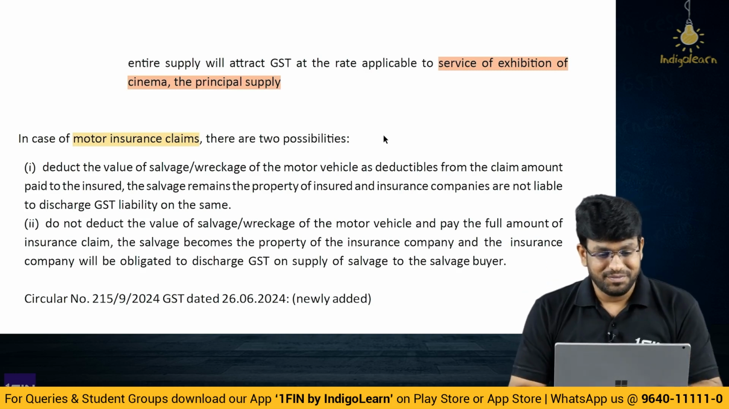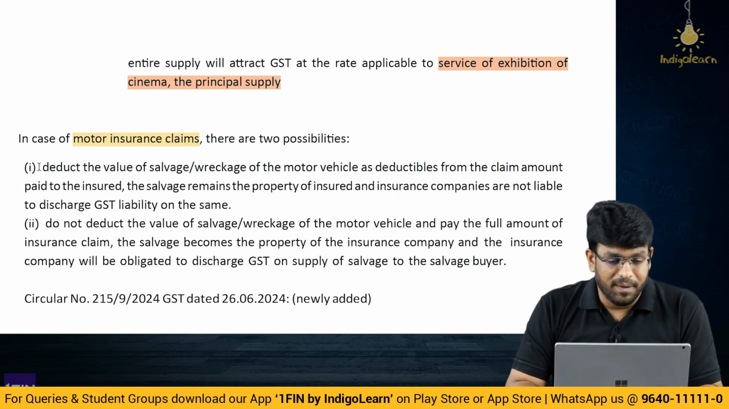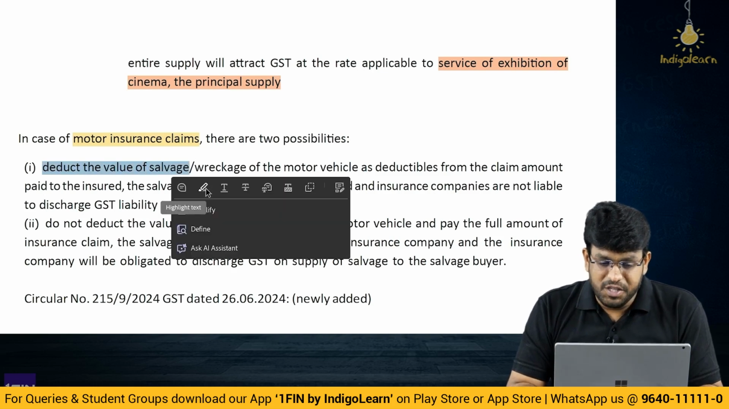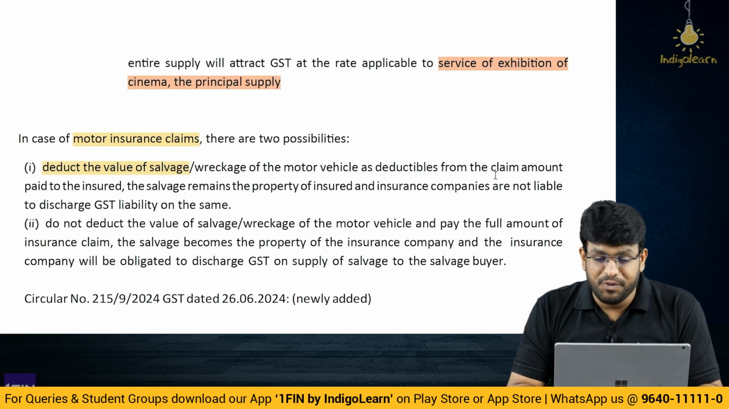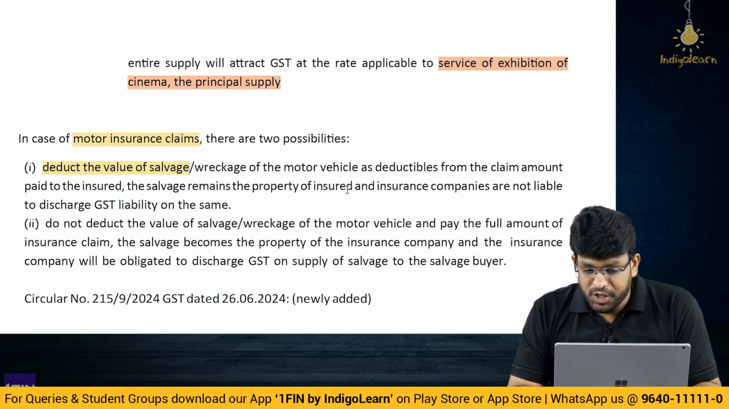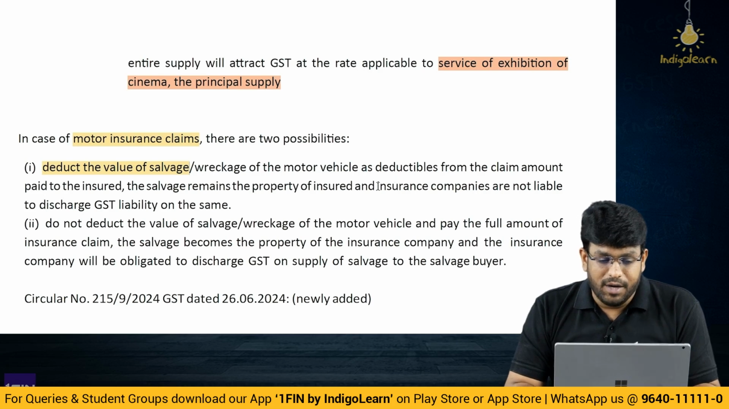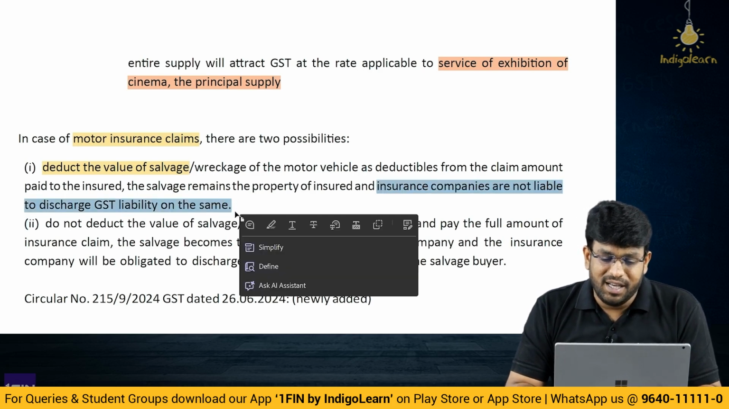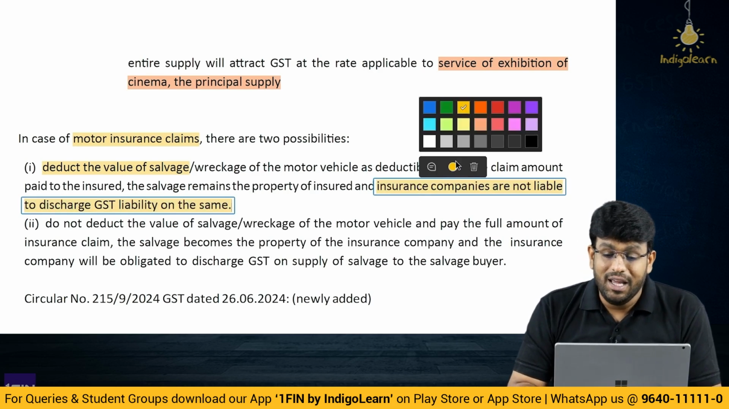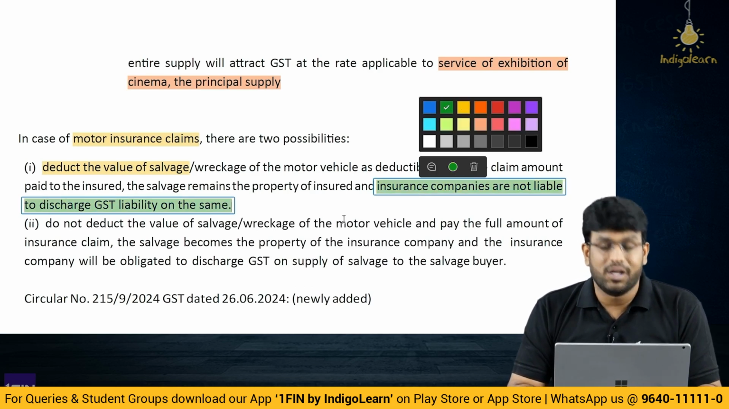See now, there are two possibilities. Number 1, they deduct the salvage or wreckage of the motor vehicle from the claim amount paid to the insured. The salvage remains the property of the insured and insurance companies are not liable to discharge GST liability on the same. Obviously because the salvage is there with the insured only. It is not being taken away by the insurance company.